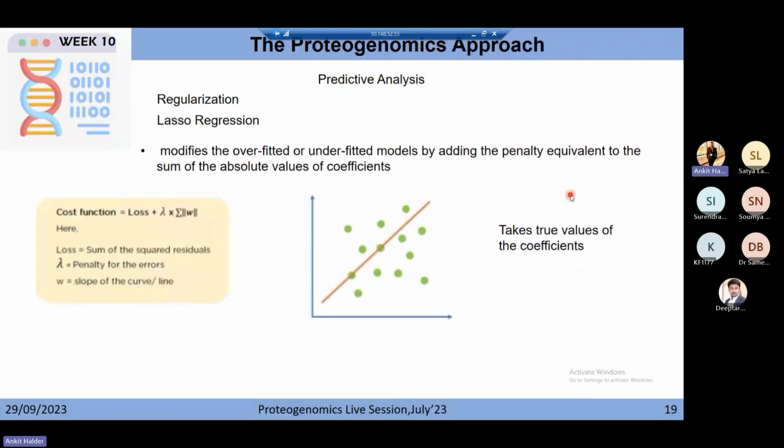So that was about ridge regularization. After gradient descent, we are looking at regularization, and we have looked at ridge regularization. Now we are looking at lasso regression. The major difference between ridge regression and lasso regression is that ridge regression modifies the model by summing up the squares of the penalty, whereas lasso regression modifies the overfitted or underfitted models by adding a penalty equivalent to the sum of the absolute values of the coefficients. One uses the square of the coefficients of the error rates and the other uses the plain sum. It is not taking the square, so it takes the true values of the coefficients.